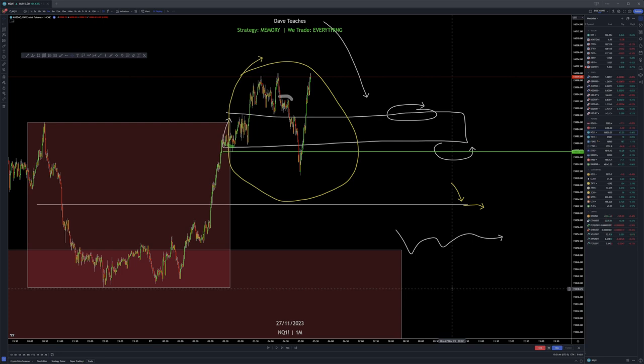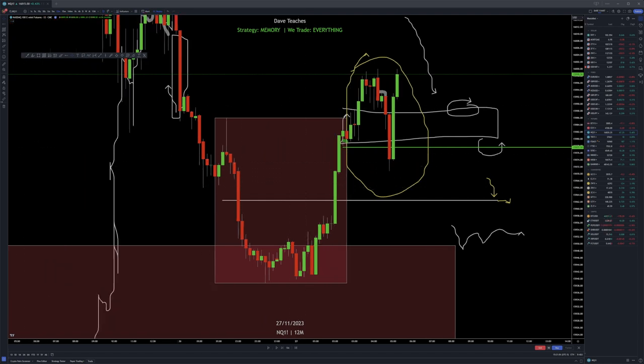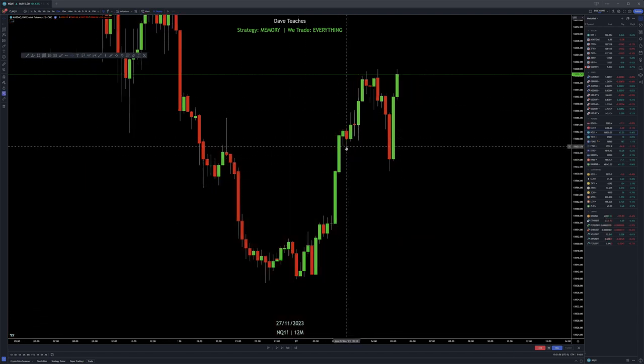Now we know that based on just shuffling through a few time frames up to see what's a part of structure and what's not, right? So you guys hear me say that all the time. Is there any low here that's a part of structure? Any of these lows on the 12 minute?